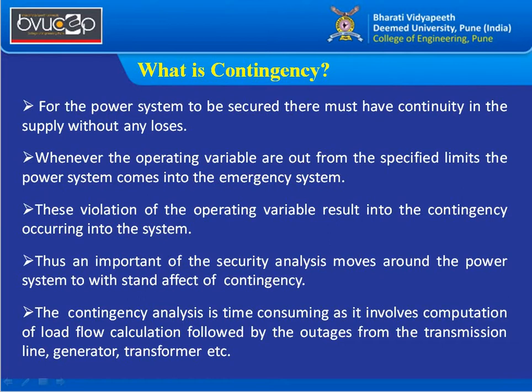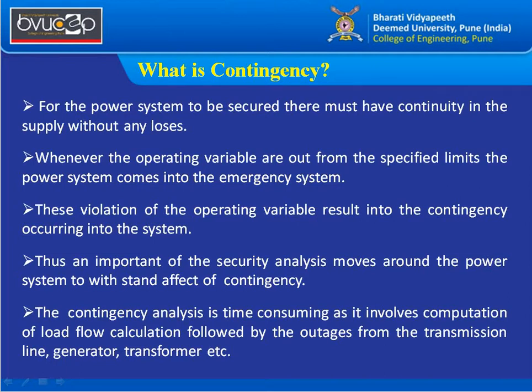As we know, the power system has to be secured with continuity of supply of electric power, from the generation to the load side, to satisfy the demand without any losses. That is the ideal condition. Practically we consider a small amount of losses, usually 3% for any transmission network. Whenever the operating variables are out of the specified limits, the power system is said to go into the emergency state. Then we need to perform certain emergency control actions to get the system back to normal operation.